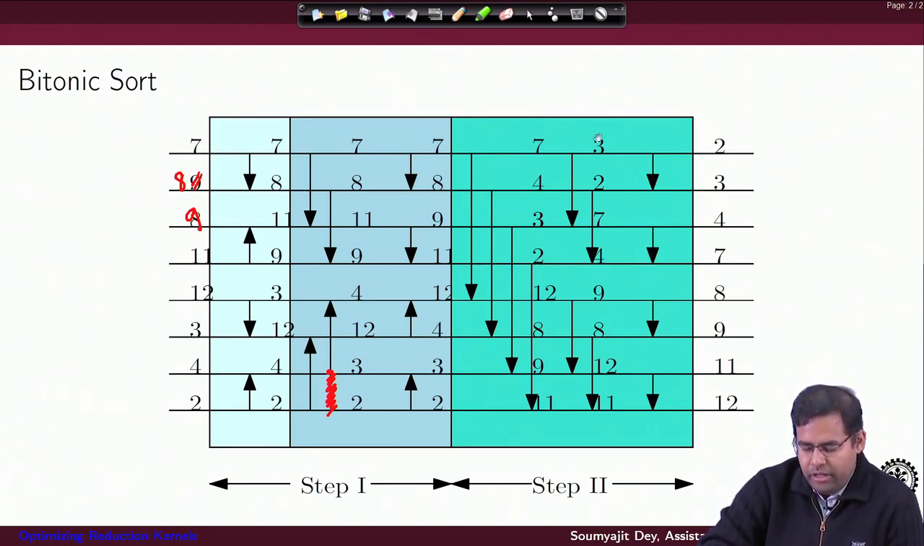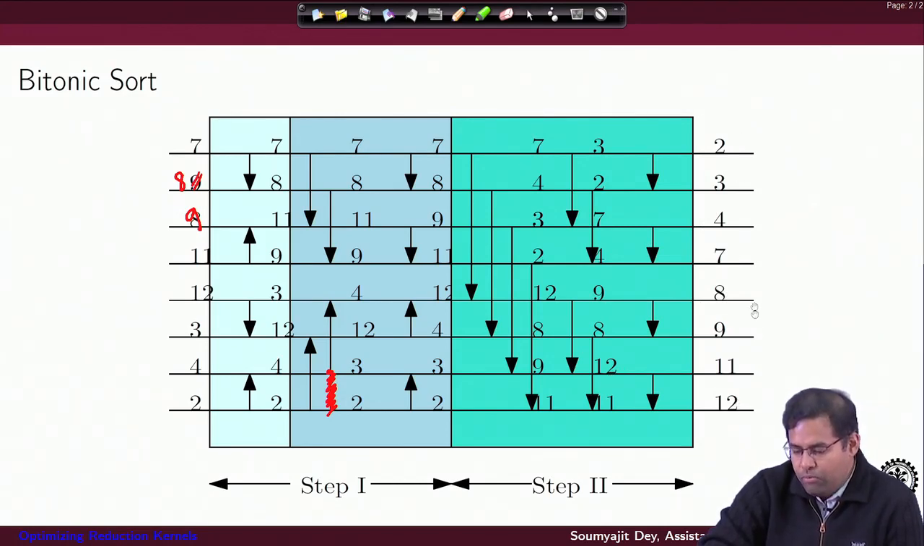That's done. And then in the next stage I compare 7 and 3, so again I have a change. I compare 4 and 2, again I have a change. And here I compare 12 and 9, I have a change. I compare 8 and 11, nothing changes. And then in the last stage I compare 3 and 2 with a switch, compare 7 and 4, again a switch, 8 and 9, again a switch, and 12 and 11, again a switch, right?